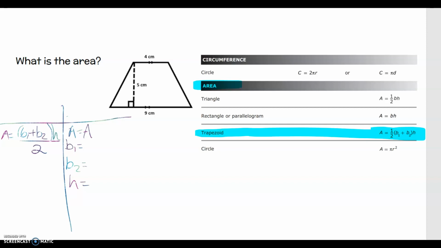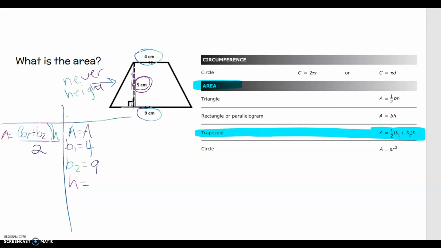All right, let's find our b1. Well, base 1 is going to be 4. Base 2, the other base, will be 9, which leaves our height to be 5. And again, it's going to be the line that makes a 90-degree angle with a base. That's your height. It's usually in dashes. It is never the diagonal line. Okay, it's never the one leaning. So that one right there is never going to be the height here.